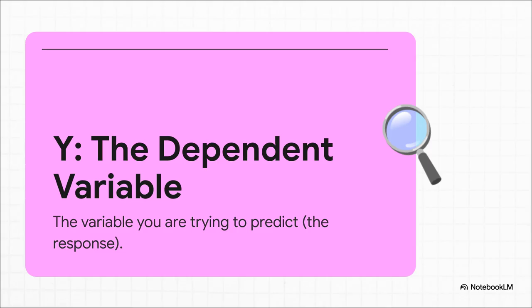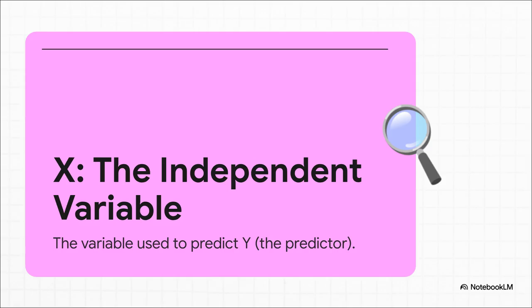First up, we've got the star of the show, y. This is our dependent variable. Just think of it as the answer you're looking for, right? The big mystery you're trying to solve. So in our example, y is the future income we want to predict. It's our target. So how do we predict y?